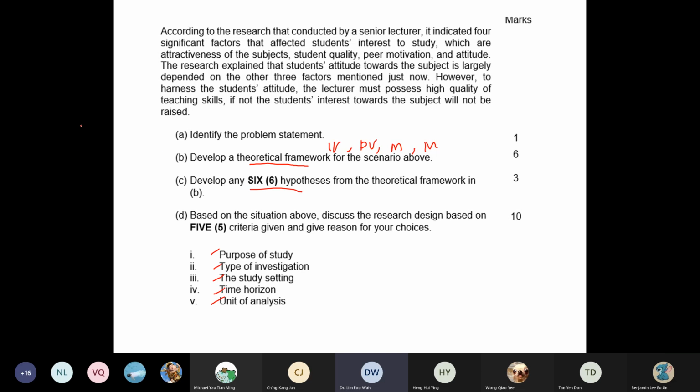Okay, so after you go through this question, you already have a basic idea of what you are going to answer according to the scenario here. So you can actually go through the scenario.